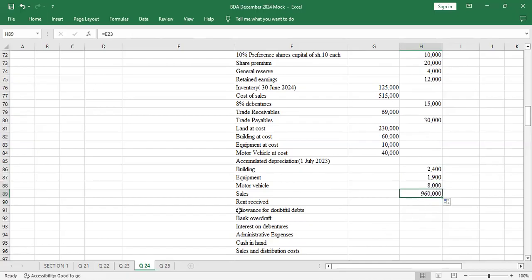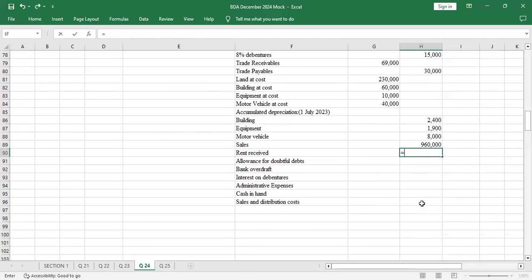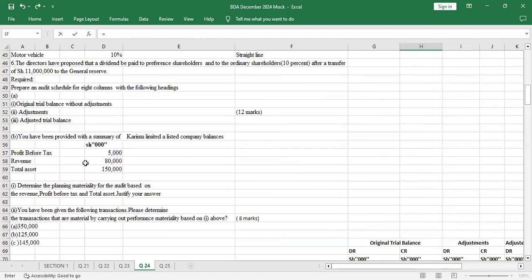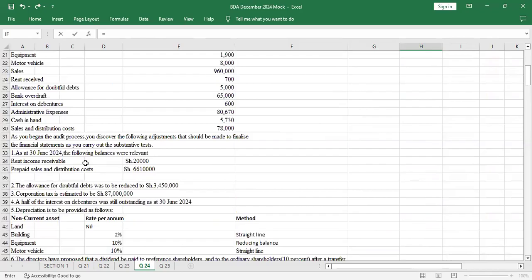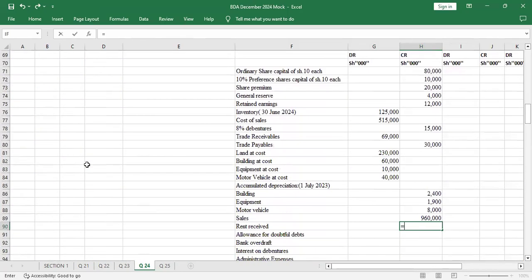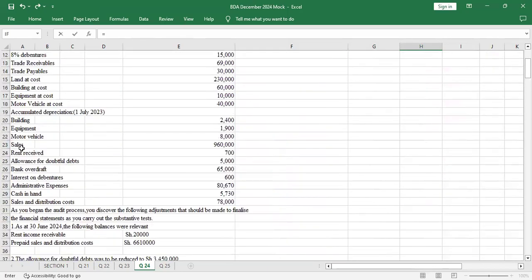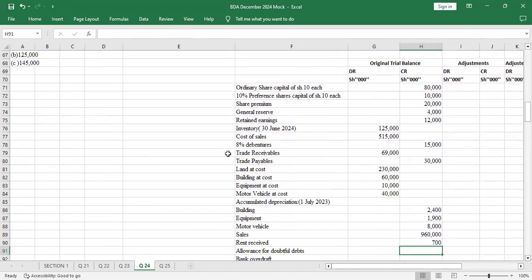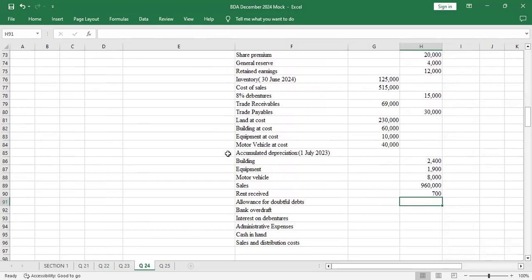Yeah, so rent received, that's income, so it will be on the credit side. It's not an expense, it's an income, so we'll credit it. Allowance for doubtful debts, I told you that it's on the credit side, so I just drag so that it copies that. Bank overdraft also is a liability, so it's on the credit side.